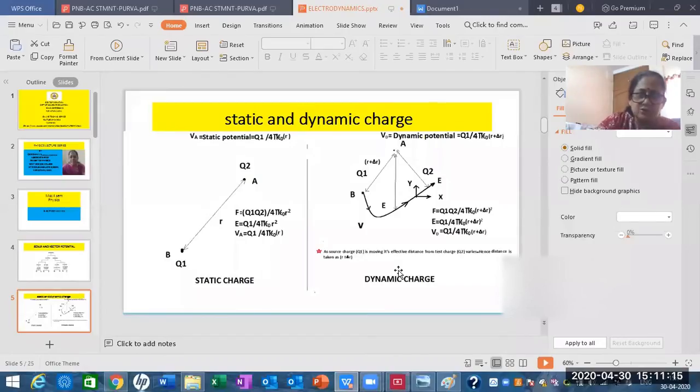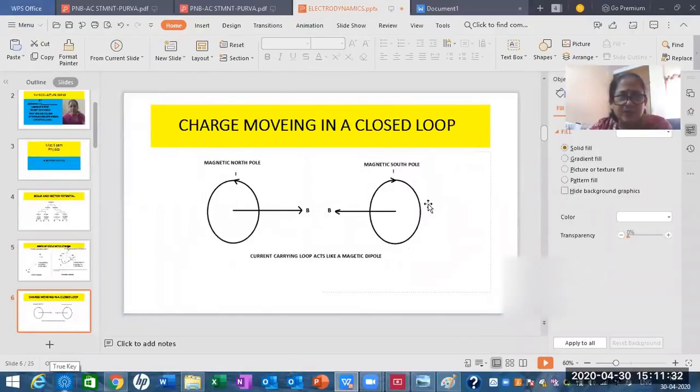So it is varying here, radius vector is varying. Fine. So that is why this talks about a dynamic charge and this talks about a static charge. So with that, we came to moving charges in a loop, and I defined Lenz's law.